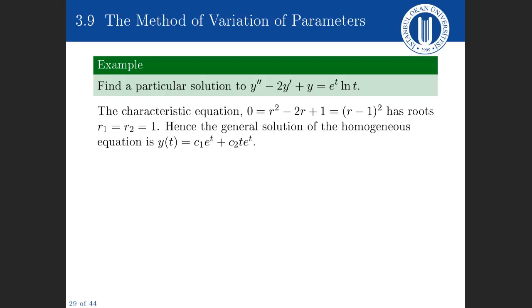First, we need the general solution to the homogeneous equation. We know how to do this. In this case, it's c1 e to the power t plus c2 t e to the power t. Our ansatz is going to be the same function, but with the constants replaced by functions. Our ansatz is going to be u1(t) e to the power t plus u2(t) t e to the power t.